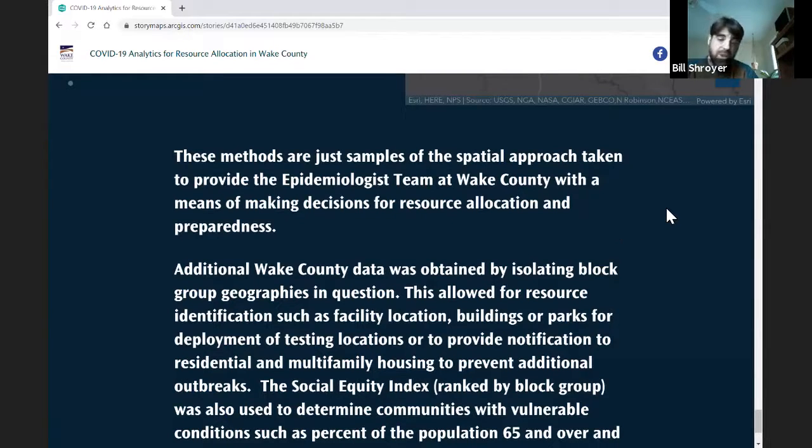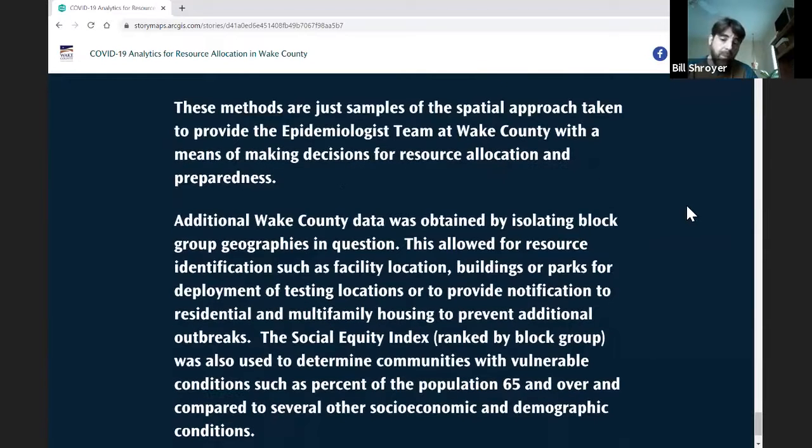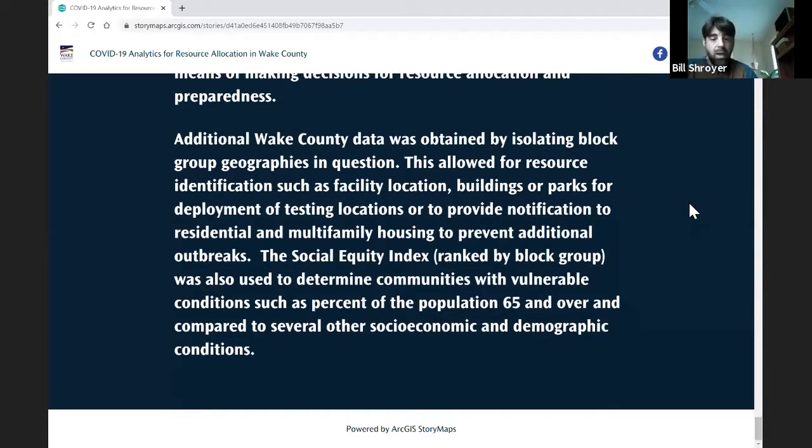So we've used these in several capacities. We identified a lot of the socioeconomic and demographic conditions within those block groups as we moved through, and we continue to do that now. We are slowly transitioning into the vaccination. And again, it's the same premise: we're looking at the block groups and census tracts through the state lens as well as our own, in order to make sure that we have the best coverage possible for the response in Wake County.